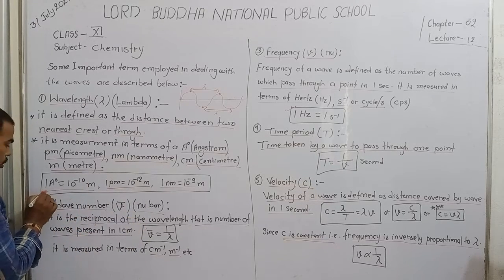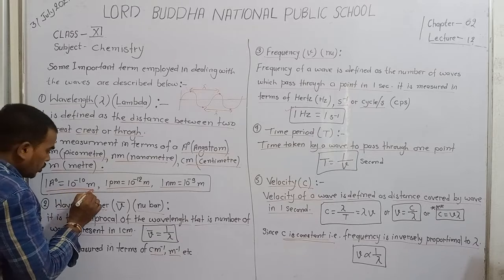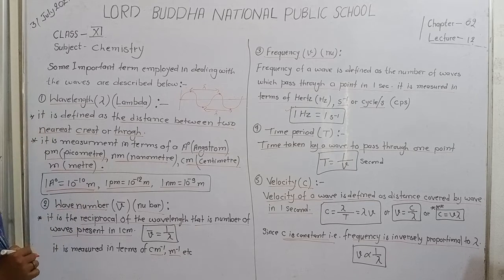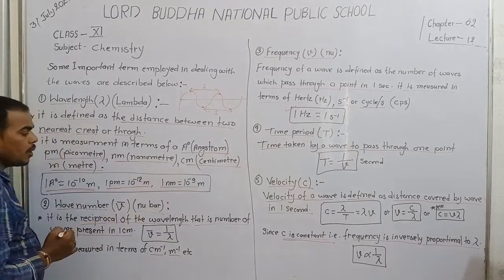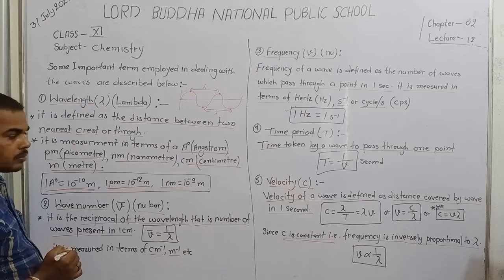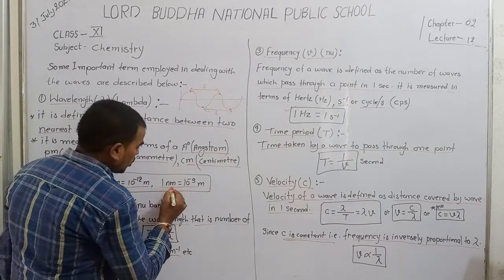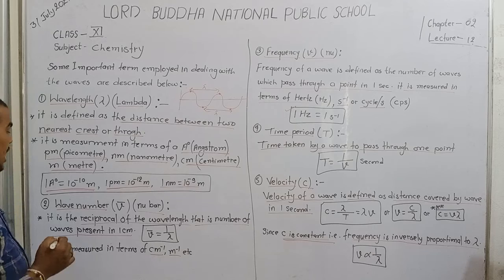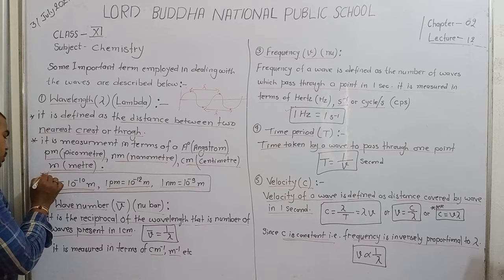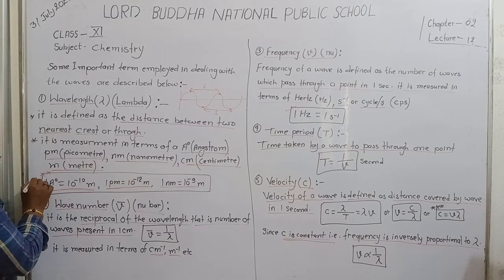So here 1 angstrom is equal to 10 raised to the power minus 10 meter, and 1 picometer is equal to 10 raised to the power minus 12 meter. 1 nanometer is equal to 10 raised to the power minus 9 meter. These are the conversions of units. You learn it.